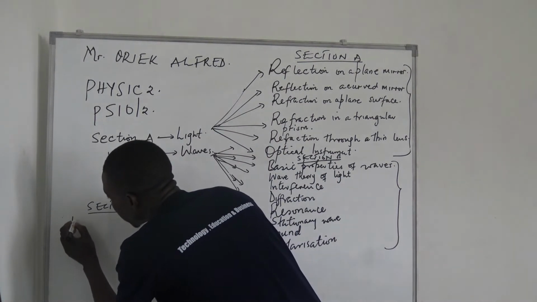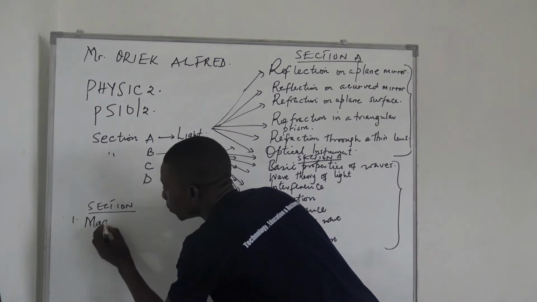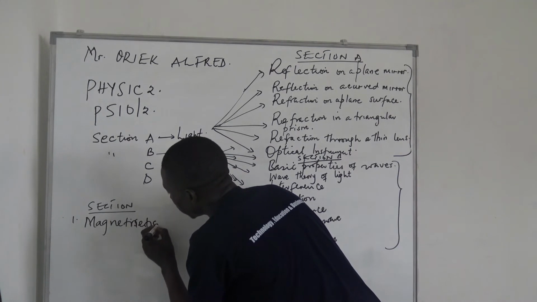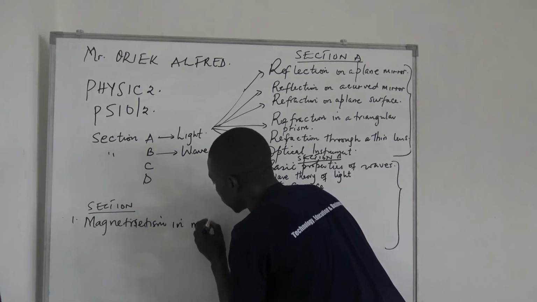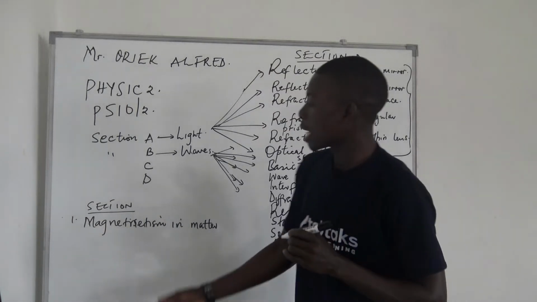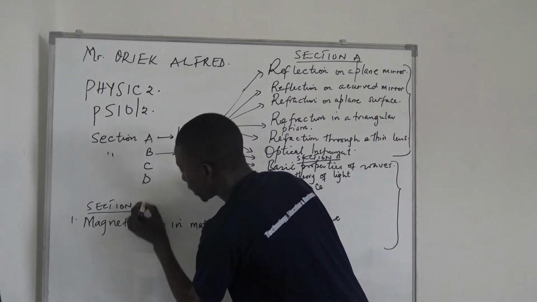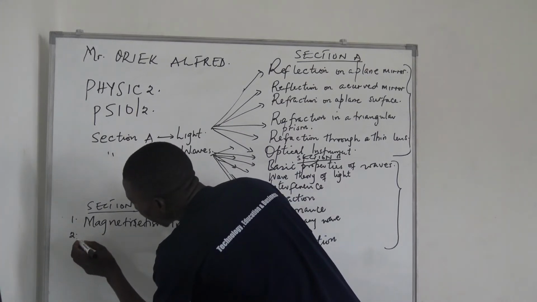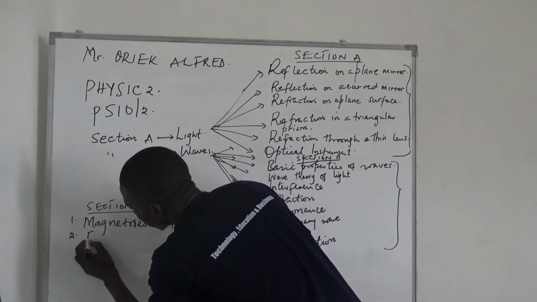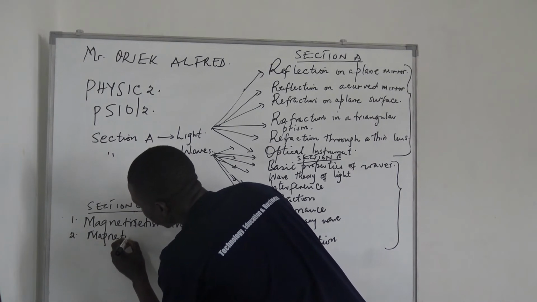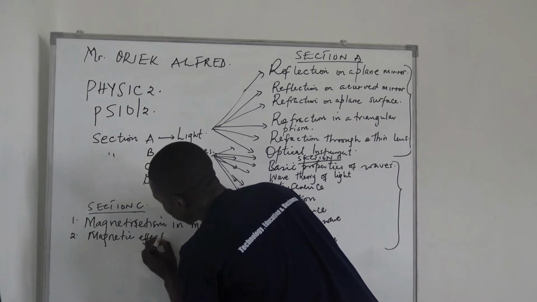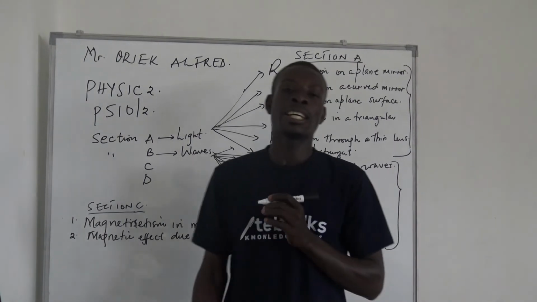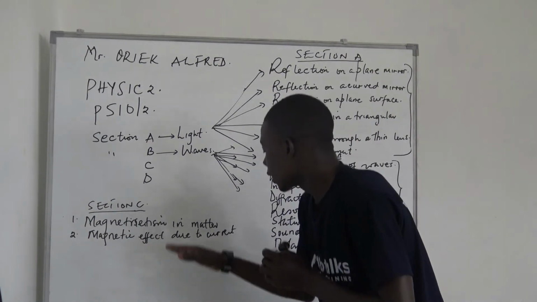One is what we are calling magnetism in matter. That is going to be our subunit 1 under section C. And then next is going to be the electric current effect. We can call it magnetic effect due to current. Is that okay? So we shall look at the magnetic effect due to current.